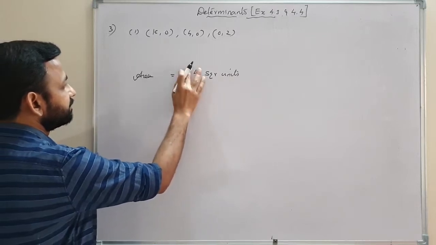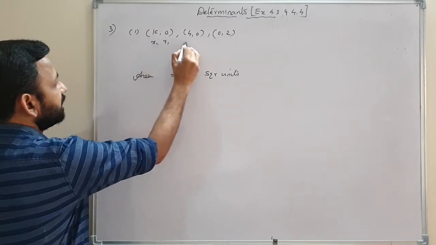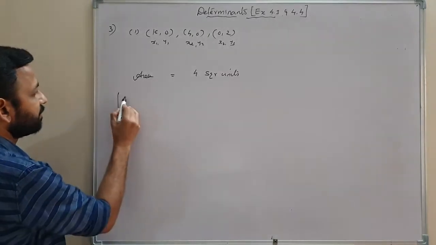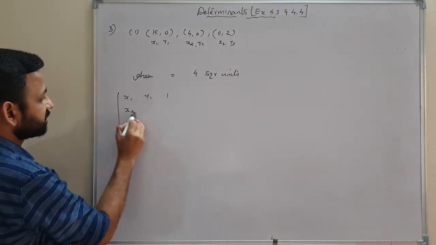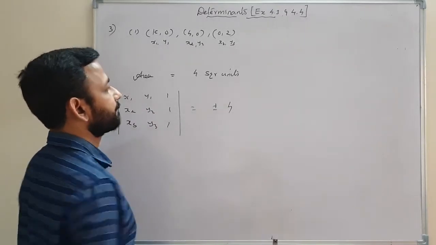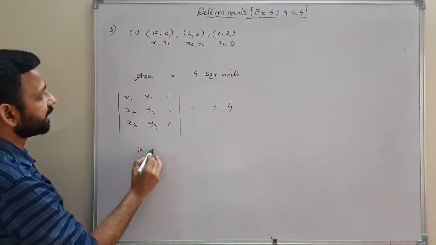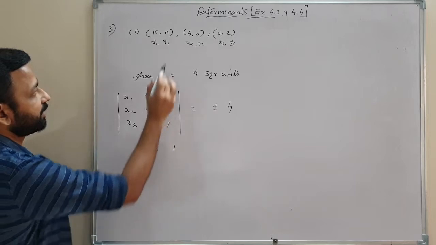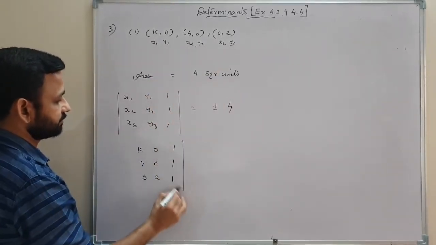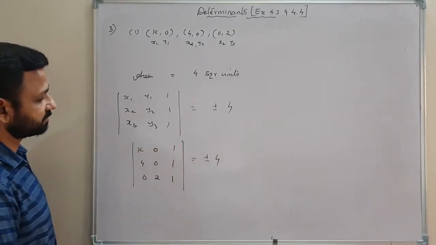That is the area formula. This is x1, y1, x2, y2, x3, y3. Then write the formula: determinant of x1, y1, 1, x2, y2, 1, x3, y3, 1 equal to plus or minus 4. Area should be plus or minus 4. Then the rows k, 0, 1, then 4, 0, 1, then 0, 2, 1 equal to plus or minus 4. Now we can expand this one.